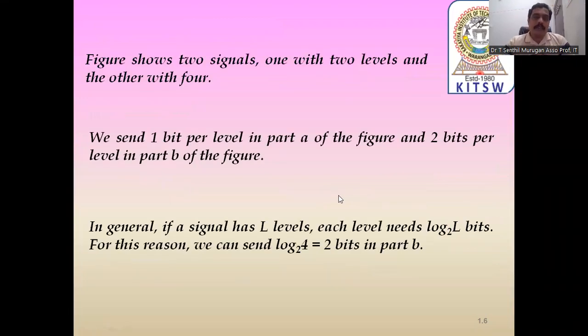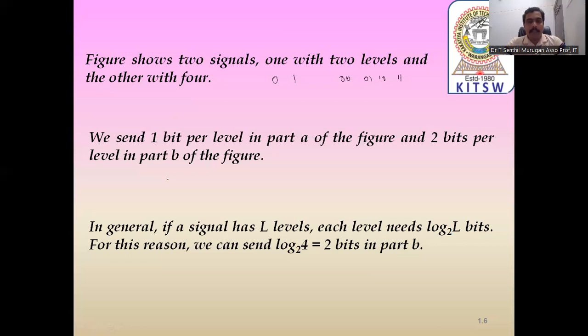The following figure represents 2 signals: one with 2 levels and the other with 4 levels. What are the 2 levels? Zeros and ones. The 4 levels are 0 0, 0 1, 1 0, 1 1. We send 1 bit per level in part A of the figure and 2 bits per level in part B of the figure. We will see the figure on the next slide.